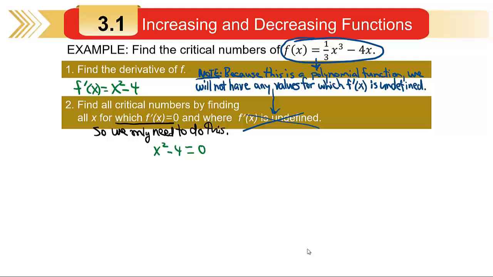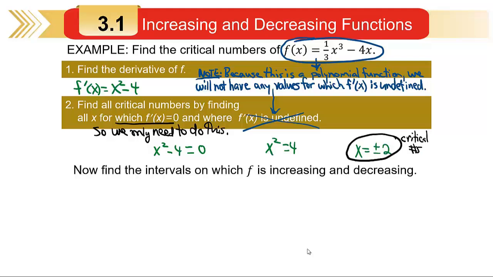In any case, we want to set the derivative equal to 0. Well, we found out the derivative was x squared minus 4. If you add 4 to both sides, you get x squared equal to 4. There are two values of x that satisfy that condition, and that would be plus or minus 2. So those are your critical numbers.